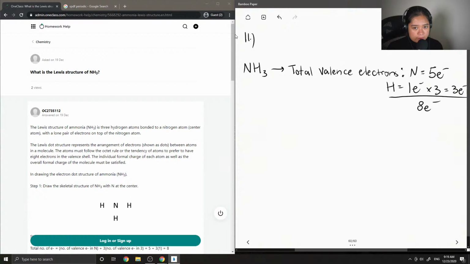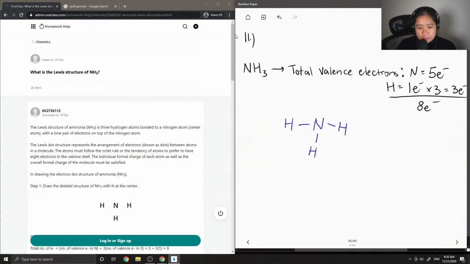Okay, so to write out the Lewis structure, you first need to figure out which atom is your central atom and which atoms are your terminal atoms. In the case of NH3, since there are 3 hydrogens, it is safe to assume that nitrogen is our central atom, and then all the hydrogen atoms are spread out around it. Okay, so after you show your basic skeleton of the Lewis structure, let's see how many electrons I have drawn so far.